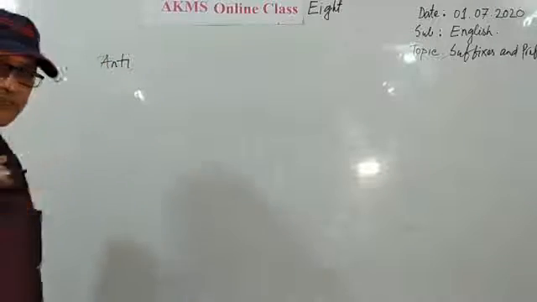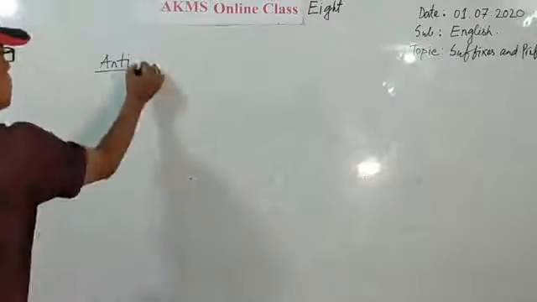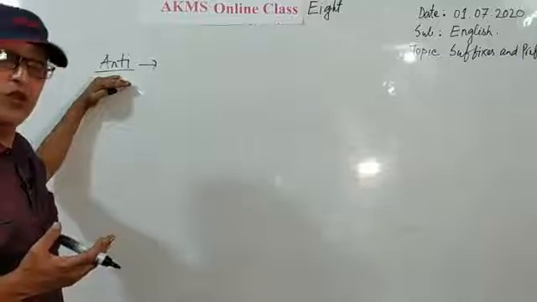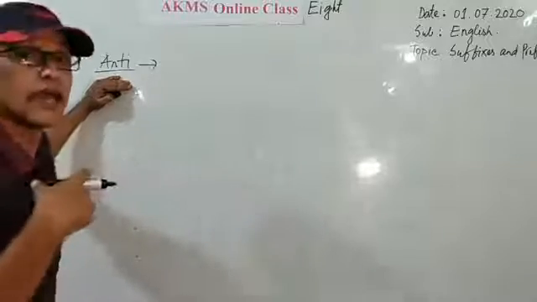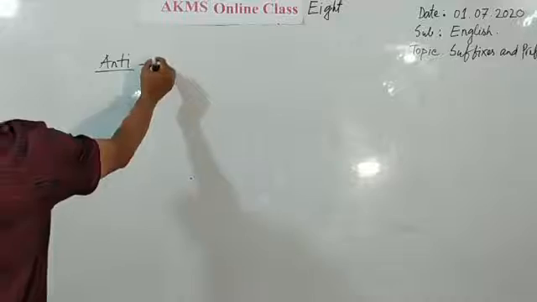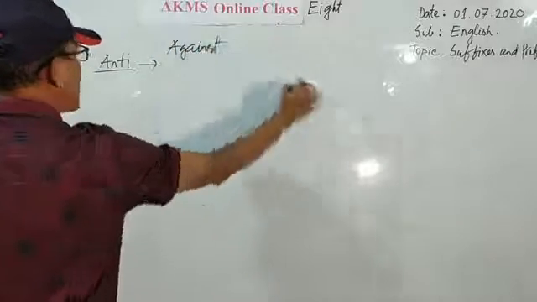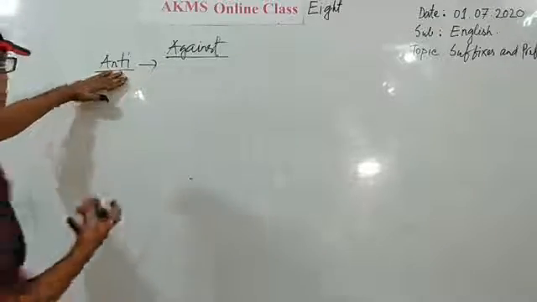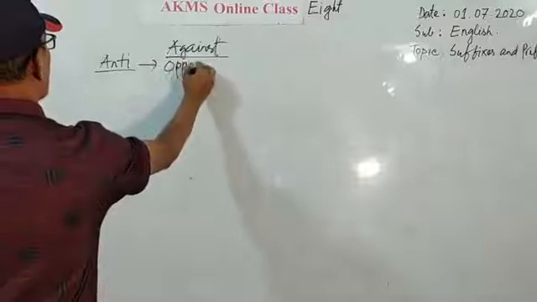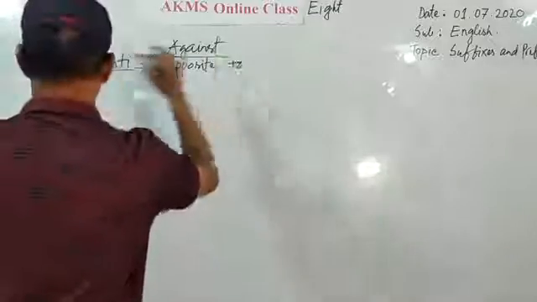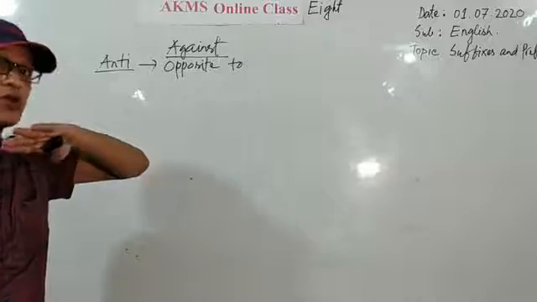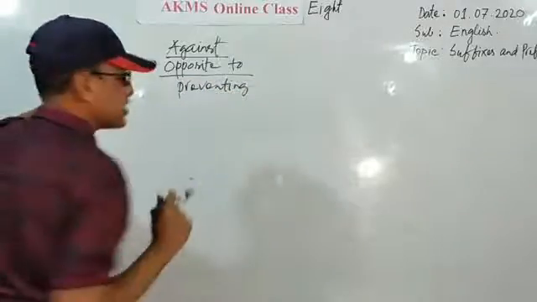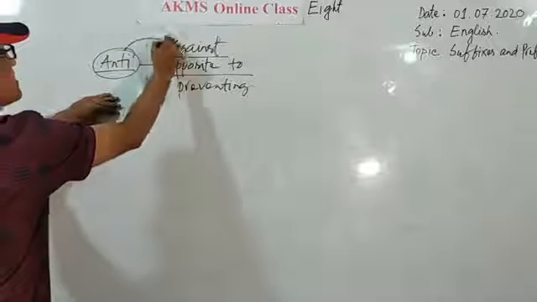Now, anti. It is a prefix. What type of meaning will be expressed if I use anti before a word? Look at anti, that means against, বিরুদ্ধে. Against অর্থে বা কারো বিরুদ্ধে অর্থে আমরা anti বসাতে পারি, against অথবা opposite to. Sometimes I can also use anti to express the meaning of preventing. So this anti can be used for expressing these three types of meaning.